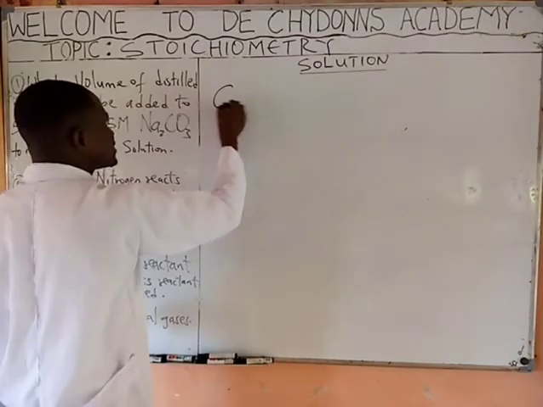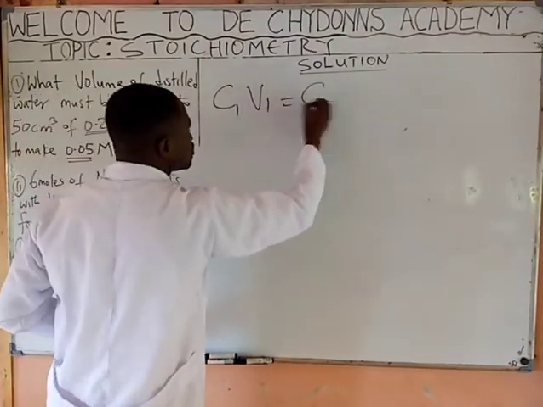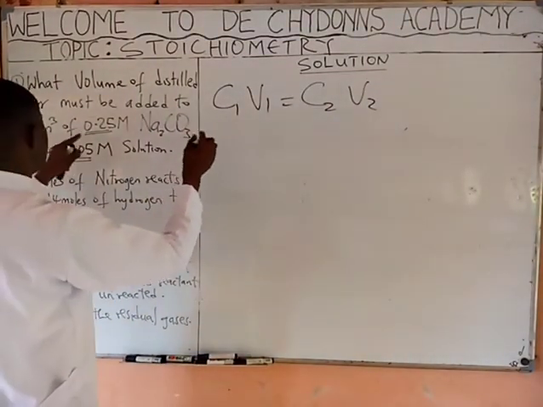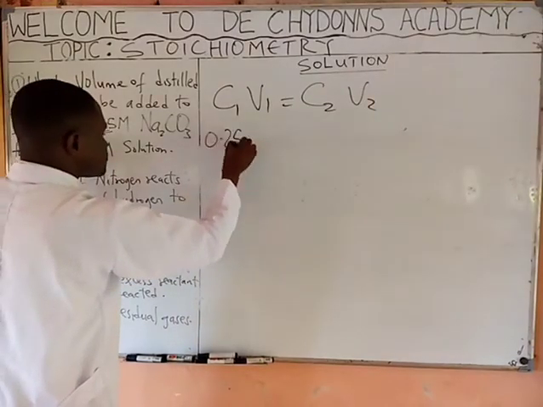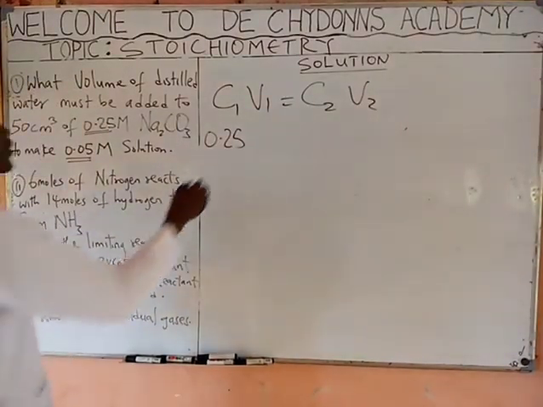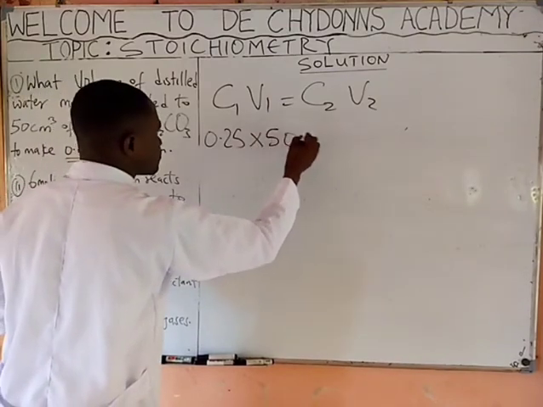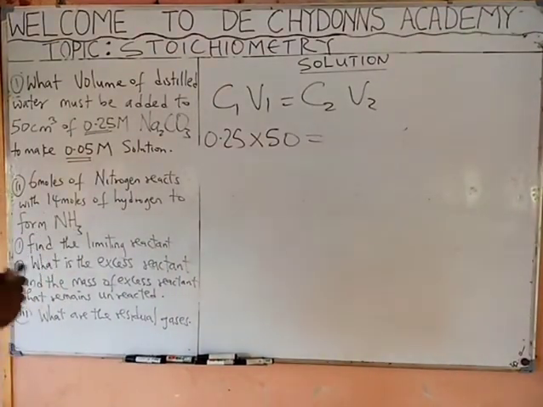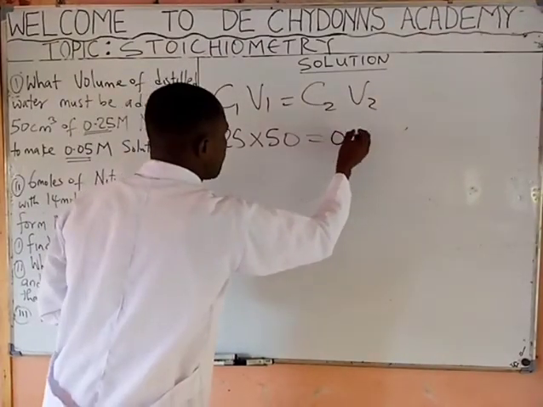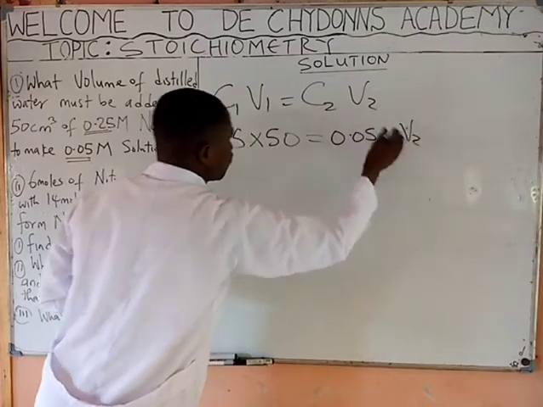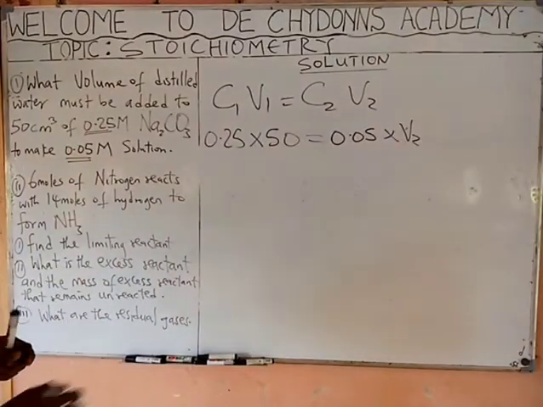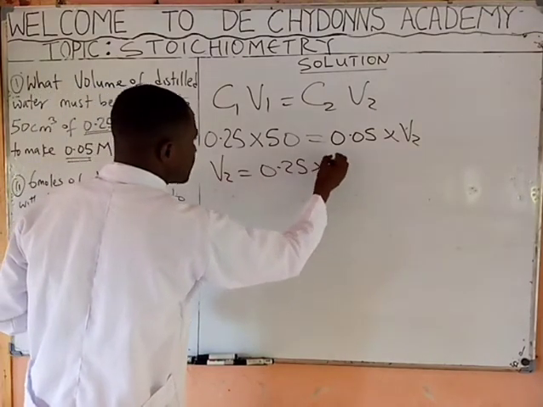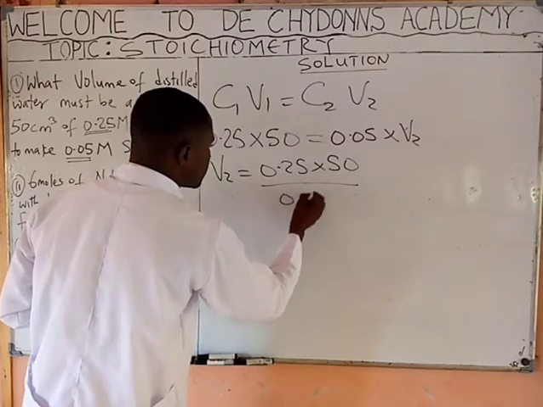The dilution formula says that C1 V1 is equal to C2 V2. Now C1 will be the concentration we have: 0.25 times V1, which is 50, equals our C2, the concentration we are looking for, 0.05 times V2. We are trying to get the final volume. Then we say V2 equals 0.25 times 50 all over 0.05.